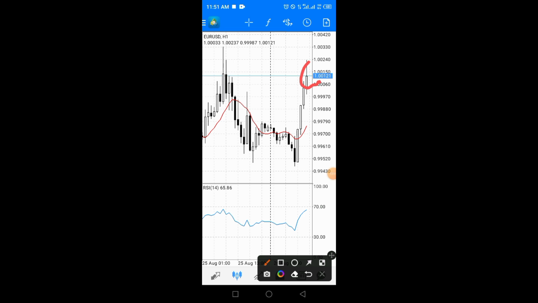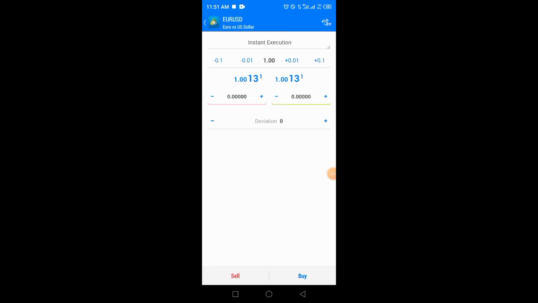Okay guys, so the next thing now, after the time frame, is the execution button. Here is the execution button. Once you tap on this execution button, it will bring you to this interface. This is where you decide whether you want to buy or you want to sell. You can see how it is represented guys: sell and buy.